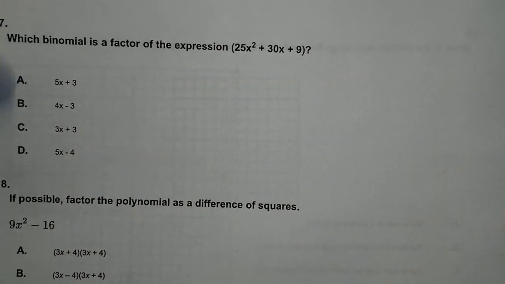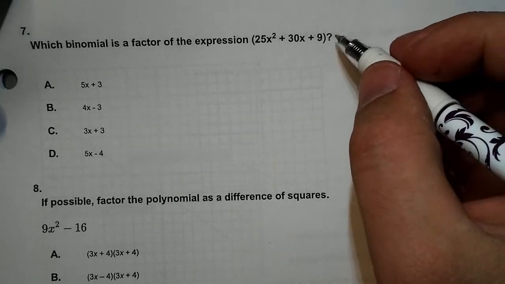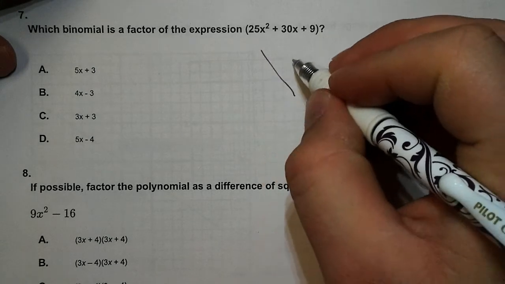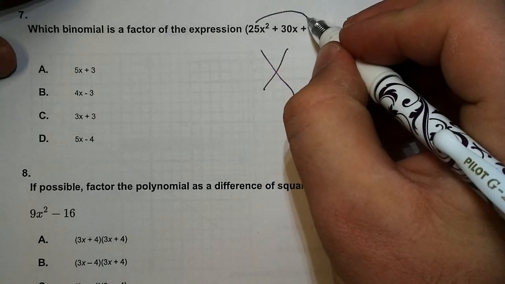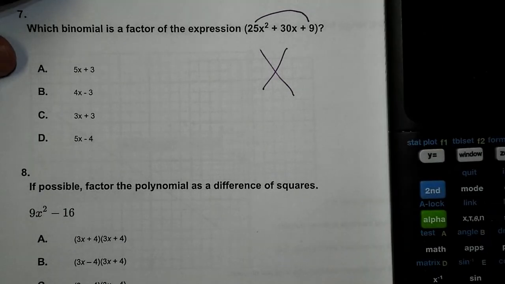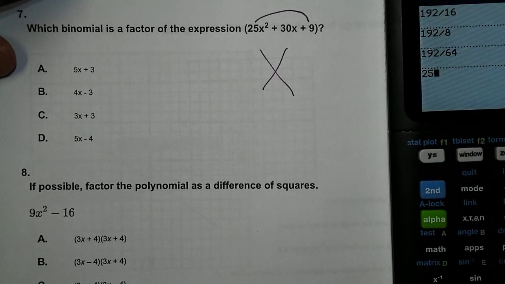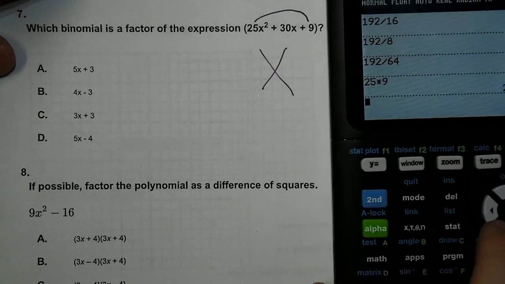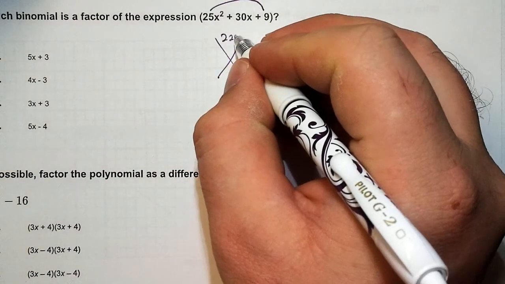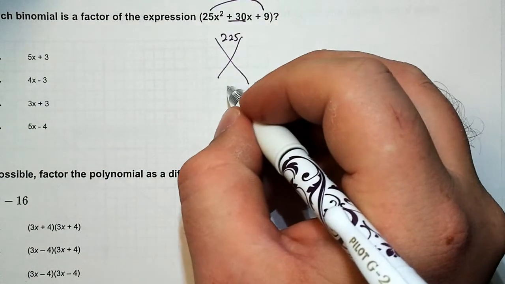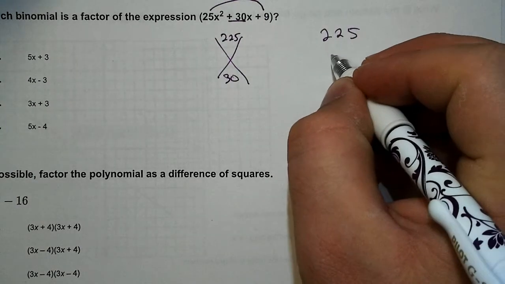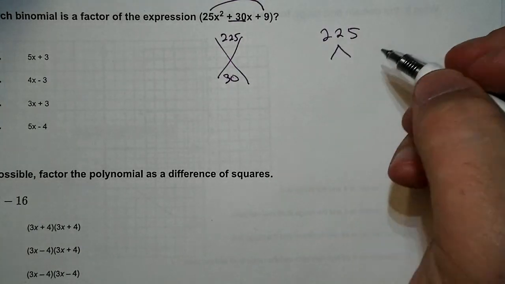Number 7, which binomial is a factor of this expression? Once again, we've got to factor it. I'm going to go ahead and use the x method again. 25 times 9, which I'm pretty sure comes out to 225, but I'm just going to double check. It is 225. So 225 on the top. Our b value on the bottom, so 30 on the bottom, so I need to factor 225 and see what adds up to 30.